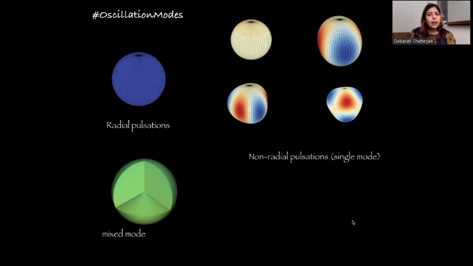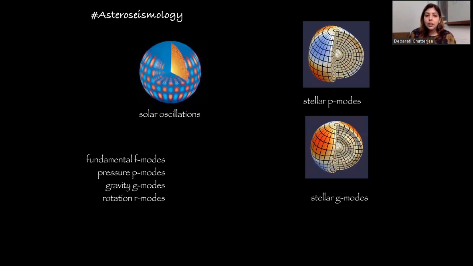Have we ever seen these kinds of oscillation modes in astrophysics? Yes, we have already studied solar oscillations and stellar oscillations. These kinds of fluid perturbations show up in the sun or in stars. These different oscillation modes are classified and named according to the different kinds of restoring forces that bring the system back to equilibrium once it is perturbed. So we have fundamental F modes, pressure P modes, gravity G modes, which are restored by buoyancy, and rotational R modes.